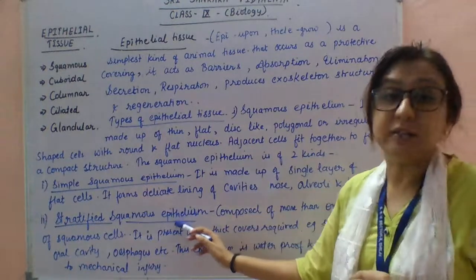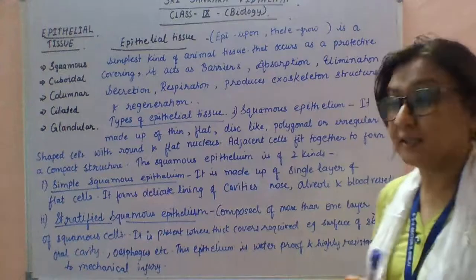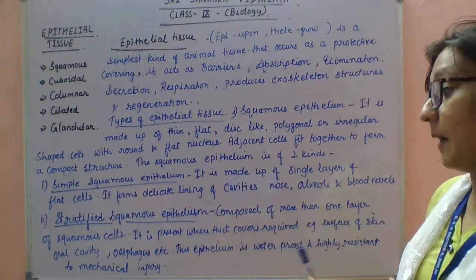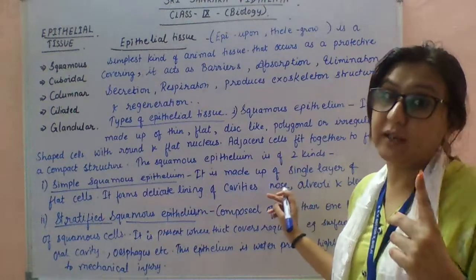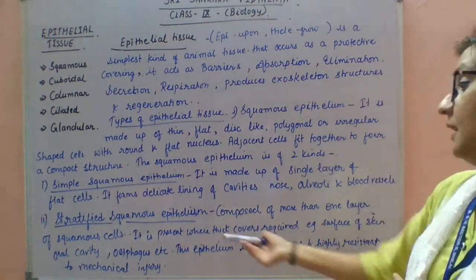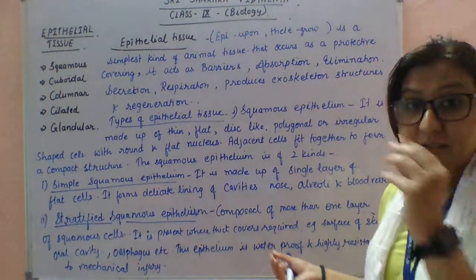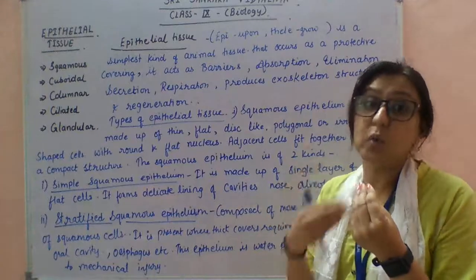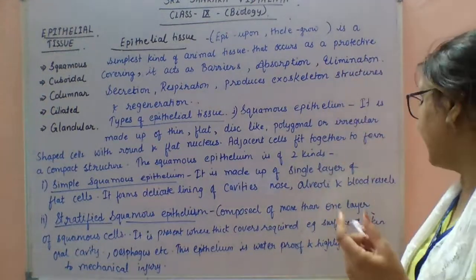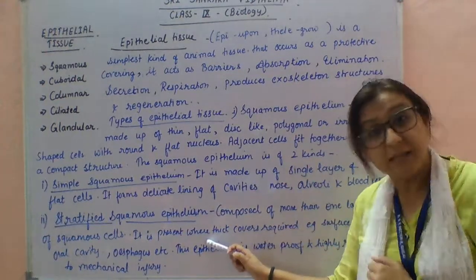Next, stratified squamous epithelium. Stratified squamous epithelium has more than one layer of squamous cells. Simple has only one layer; stratified has more than one layer. It is present where a thick covering is required. Since it has two or more layers, obviously it forms a thick layer.